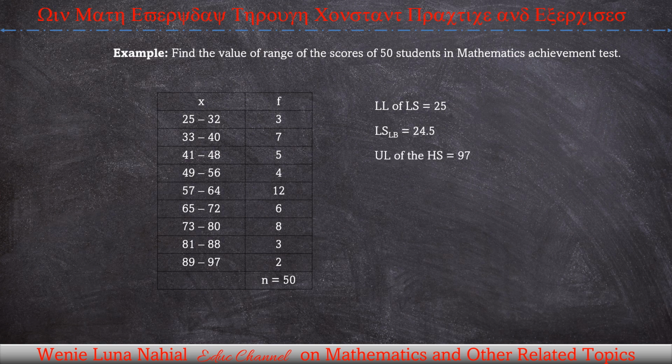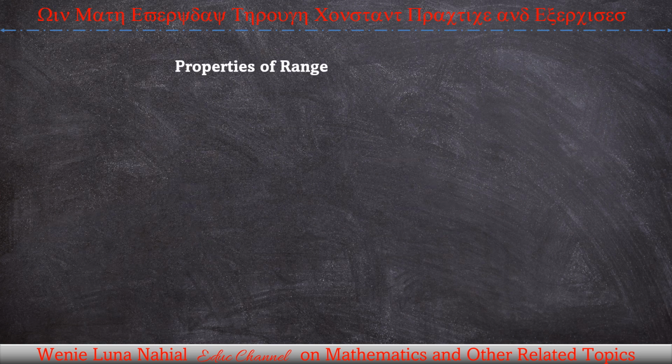And the upper limit of the highest score is 97. So the upper boundary of the highest score is 97.5. So the range would be 97.5 minus 24.5. So the range here is 73.